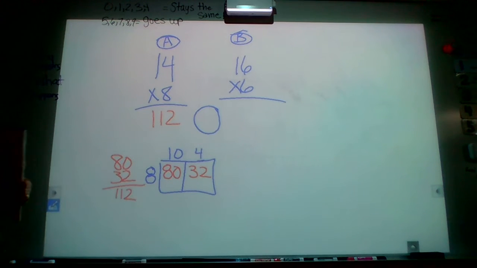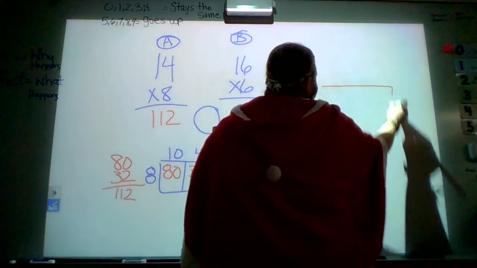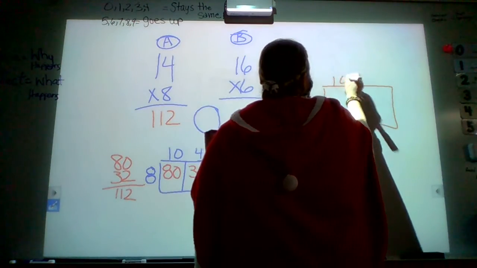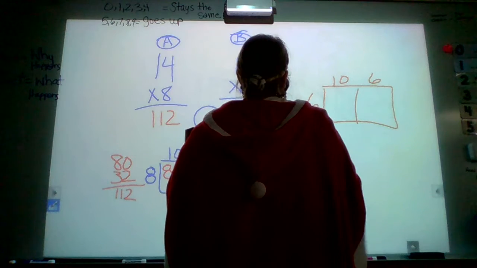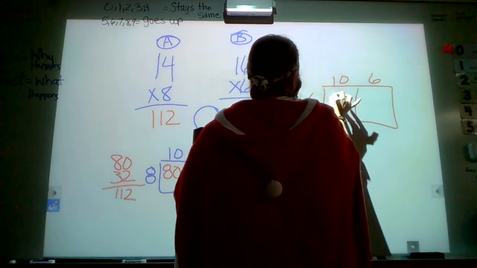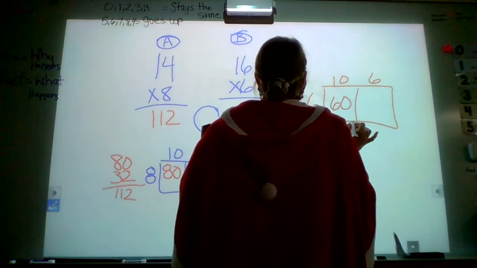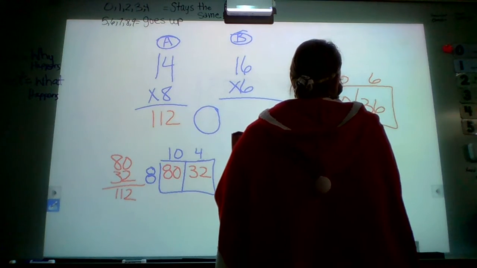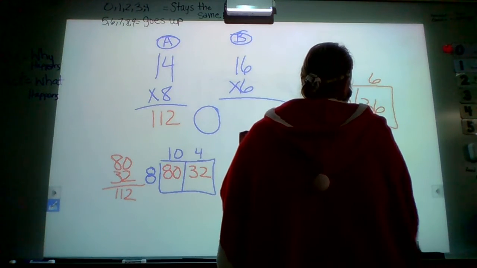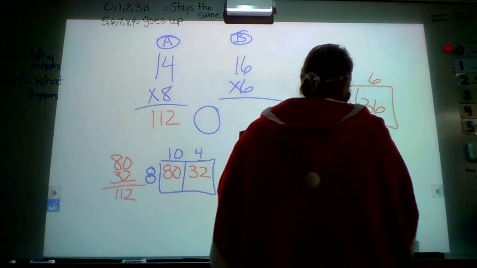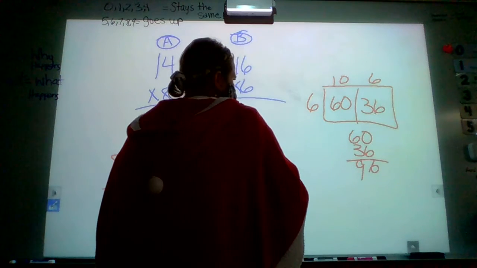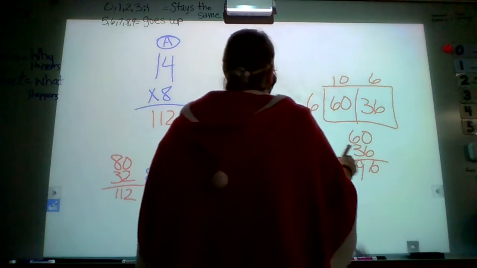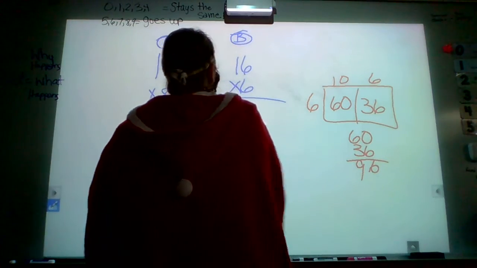All right. 16 times 6. Now, we didn't have that one. So let's split it. 10 and 6 and 6. 6 times 10 is? 6 times 6 is? Okay, so 60 plus 36 is what? 360, yeah. All right, 96. So this one's 96.